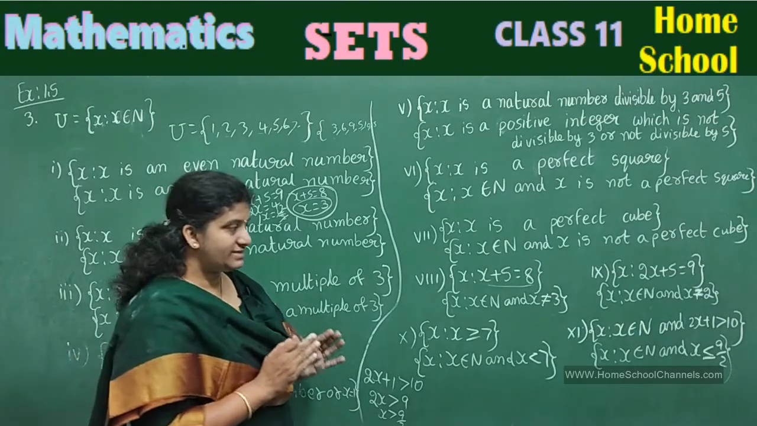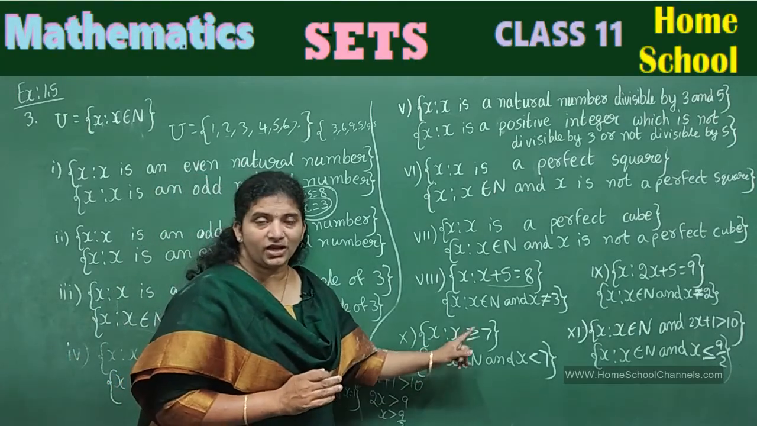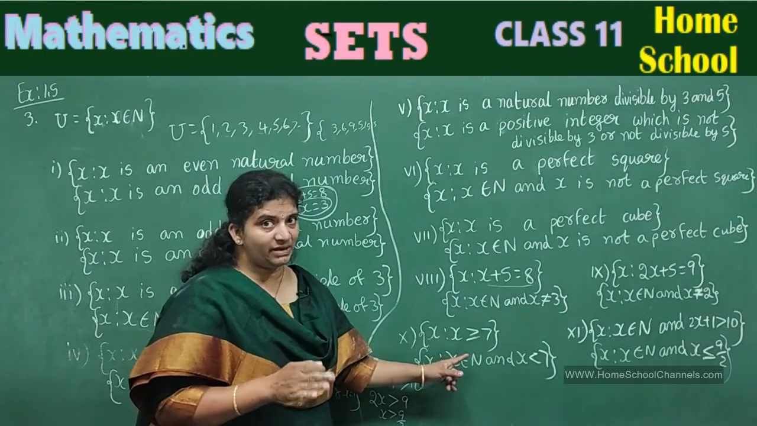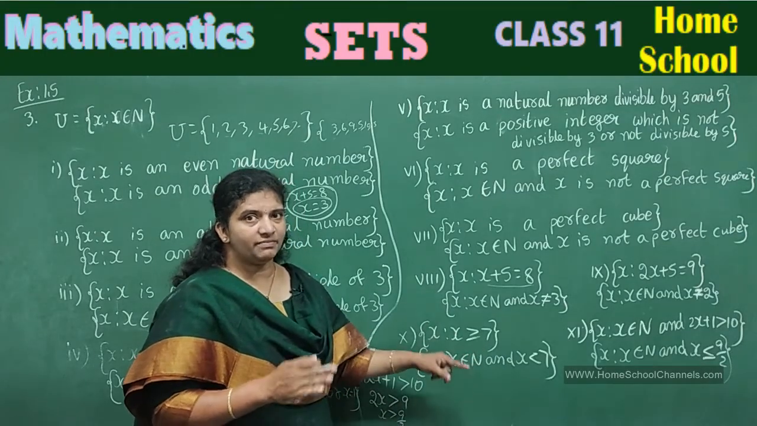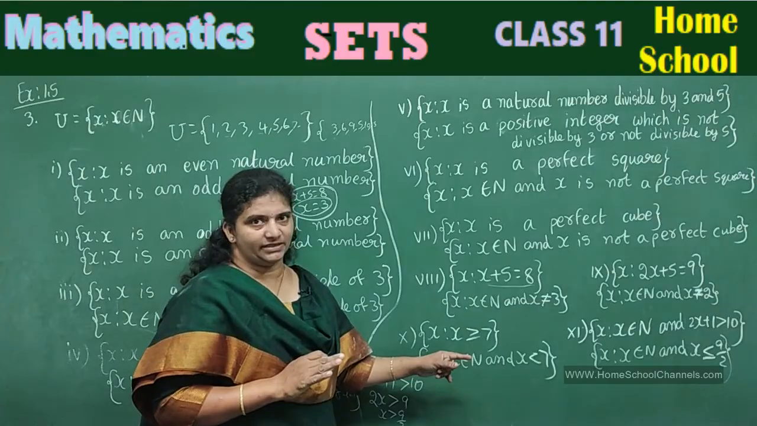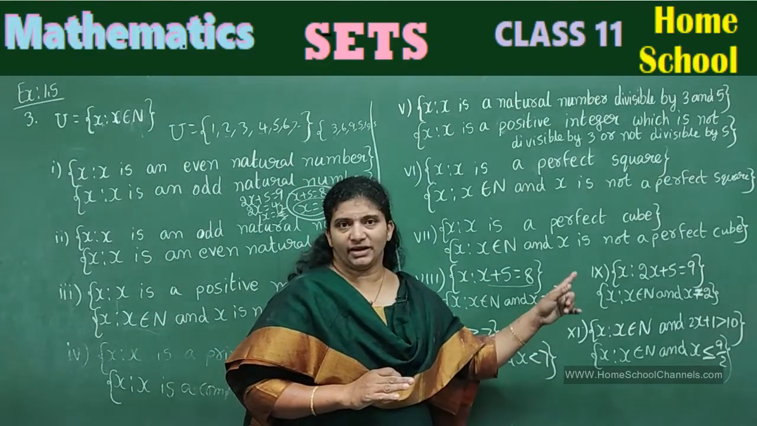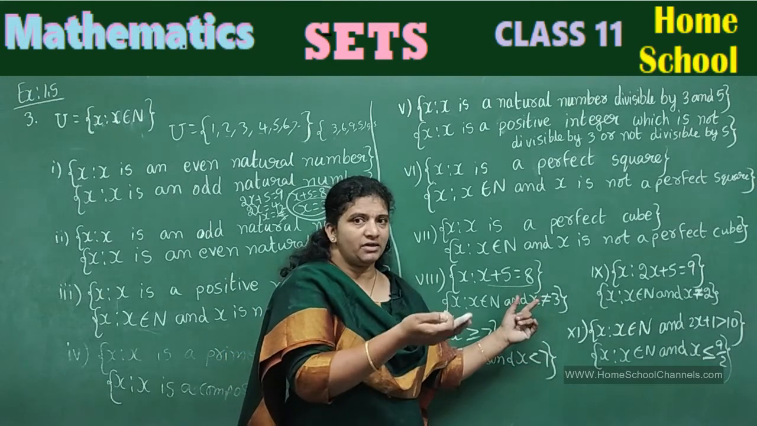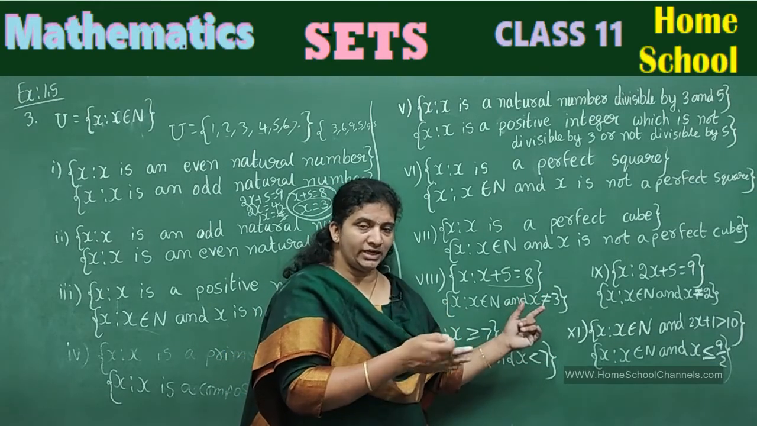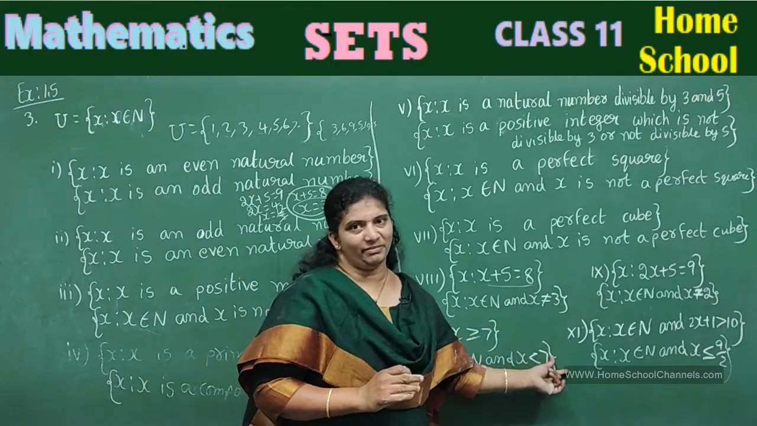Understand carefully here: greater than or equal to 7 means 7 will be there in the set, so the complement of the set means less than 7 we have taken. In the same manner here, greater than 9 by 2 means equal to 9 by 2 and less than comes under the complement of the set.